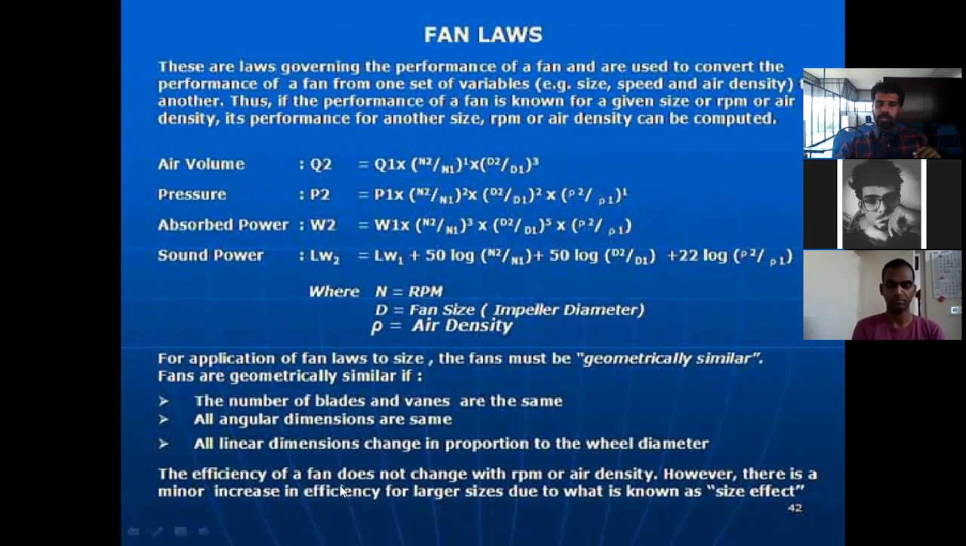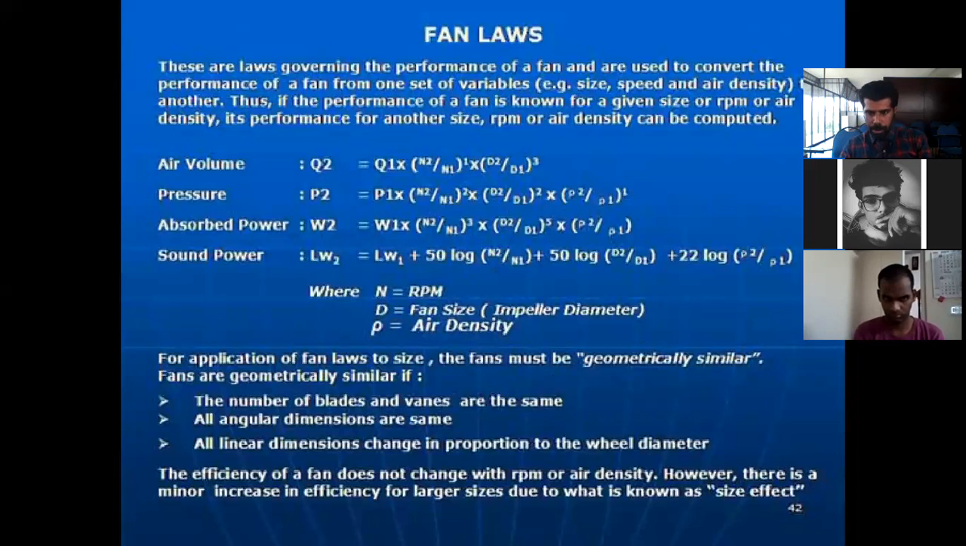So the efficiency of the fan does not change with RPM or density. However, there is a minor increase in the efficiency of larger sizes due to what is known as size effect. So the efficiency of the fan really won't change, but the efficiency increases in larger sizes due to the size effect. So just keep it in mind that this is fan laws.